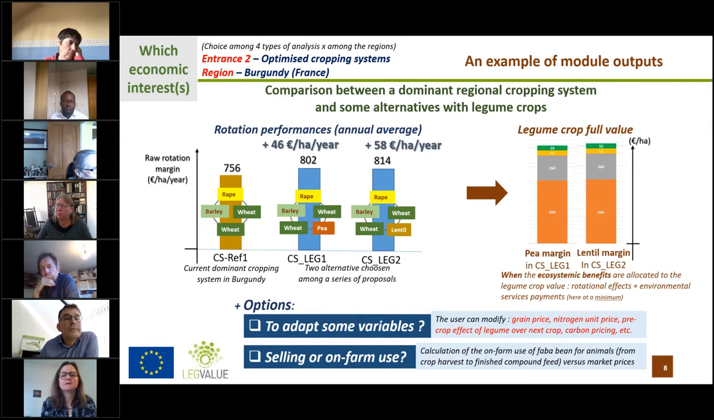We could adapt some variables like grain price, nitrogen unit price, pre-crop effect of legume over the following crop, carbon pricing, and so on. There is also another option, which is to compare two calculations in order to know if it's better to sell grain or to use it on farm for animals, including all the steps for getting the finished compound feed. So this is one example of our output from this economic interest module.